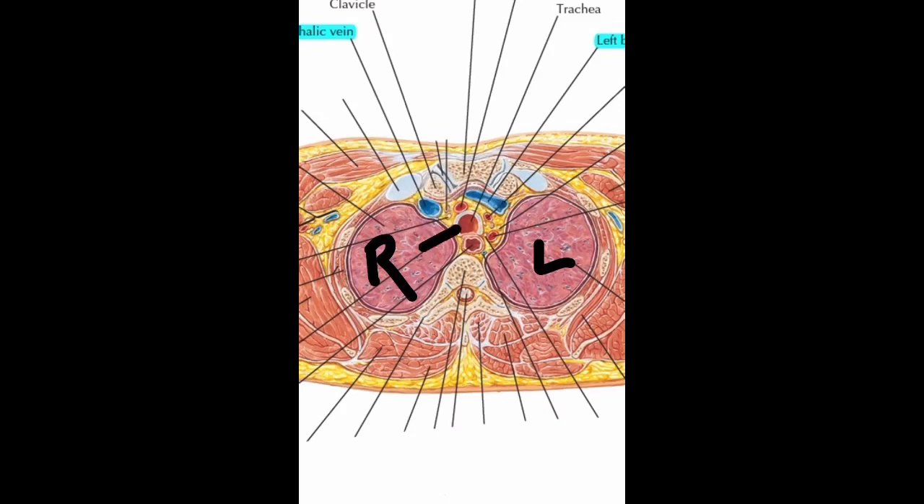What about this structure? Yes, the trachea. And this, the esophagus. What are these three structures? Yes, these are the three branches of the arch of aorta. Let's name them from left to right. What is this? The left subclavian artery, very good. The left common carotid, and this is the brachiocephalic trunk. All right.